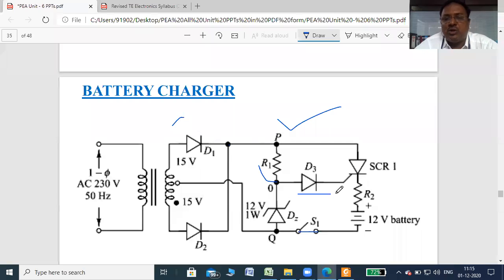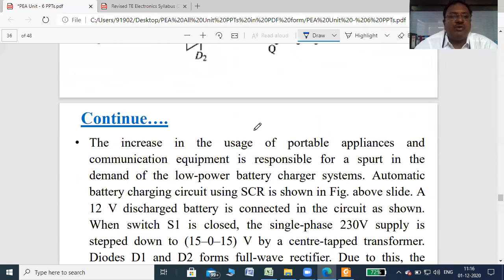If diode D3 turns on, current flows toward the gate, but the SCR still remains off until the voltage at O is greater than the triggering voltage of the SCR. Then the SCR turns on. Actually, the gate voltage required must be greater than this battery voltage, right? If it is equal to 12, then the SCR remains off, so your battery charger automatically shuts down. So that we have seen.